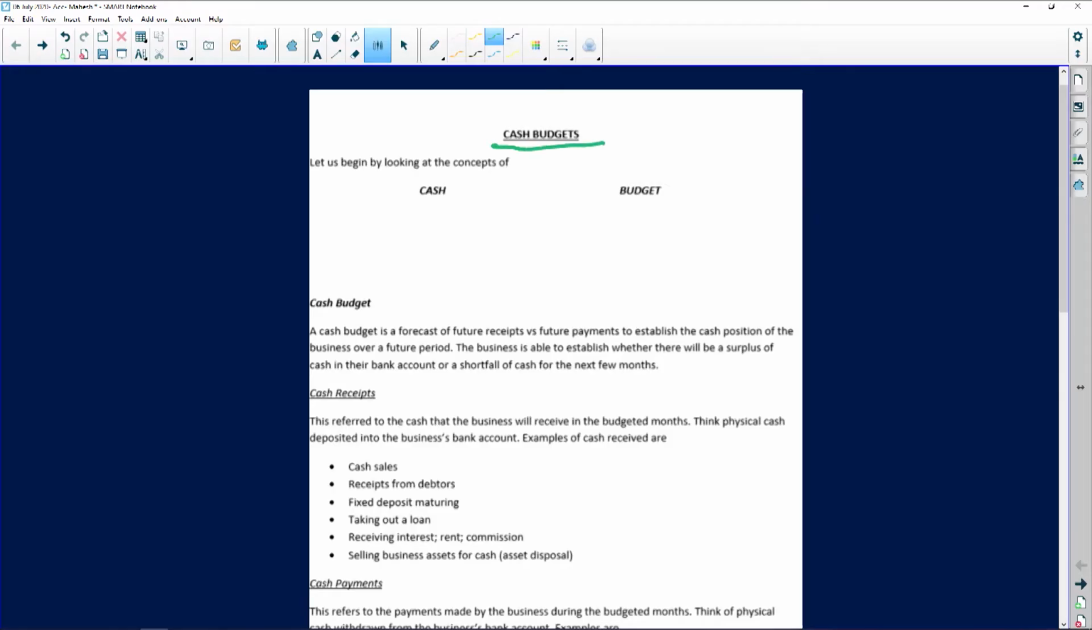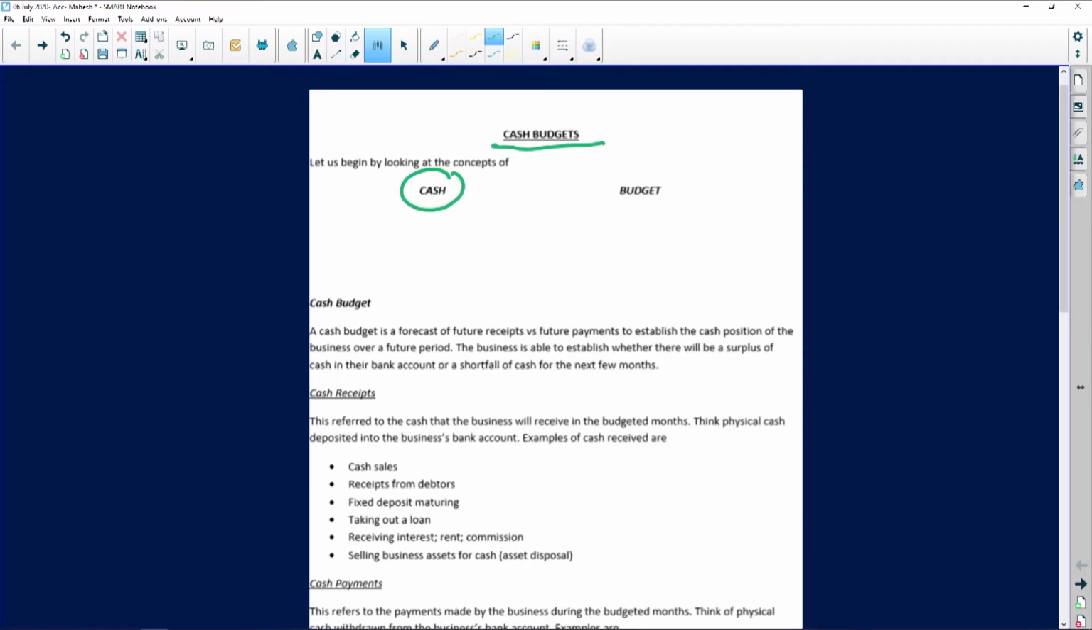In today's lesson, our focus is on cash budgets. Now remember, you guys obviously did cash budgets in grade 11 as well as in grade 12. So in today's lesson, we're going to start off by focusing on some key concepts that you should be familiar with, concepts that were already taught in grade 11.